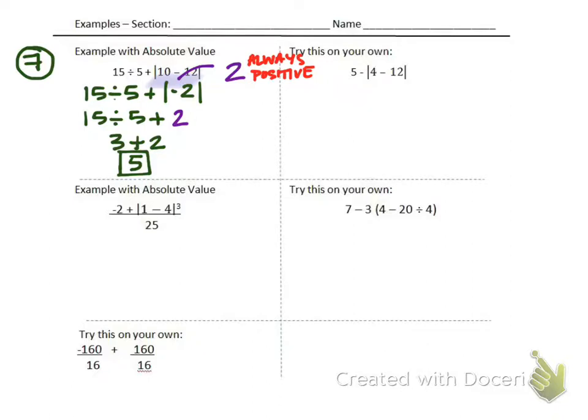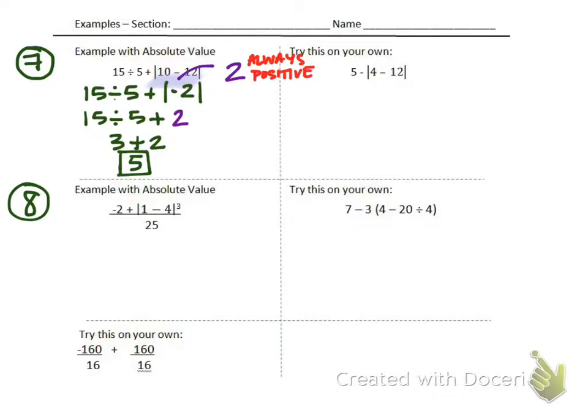Our last example to do together is this one down here. And let me put that in, we're going to write an 8. And the example with an absolute value, another one, we have negative 2 plus the absolute value of the quantity of 1 minus 4, raised to the power of 3, all divided by 25. So multiple steps happening here.